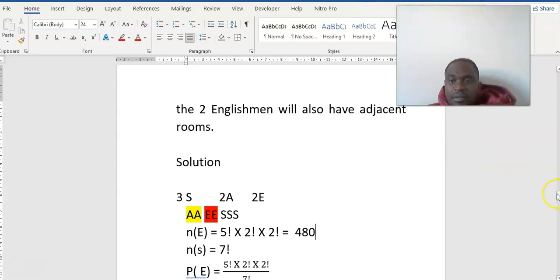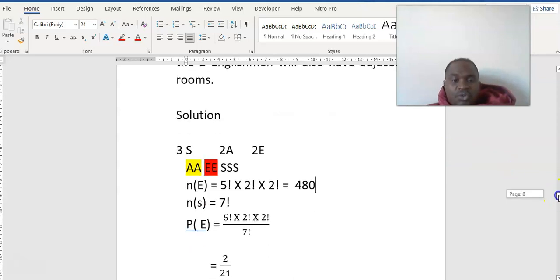Then what are we going to do? Our sample space is going to be what? 7 factorial. How did you get that? 1, 2, 3, 4, 5, 6, 7. 7 factorial. And the probability is the number of successes, or number of events occurring, over the sample space, the total number of outcomes.